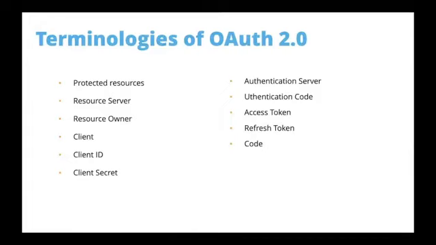So here, the data of Indigo flights, which is residing in the Indigo server, will be the protected resource, and the MakeMyTrip.com application, which is trying to access the protected resource, will be the client. The owner who owns the protected resource will be the resource owner, and the server in which the protected resource is available will be the resource server. So here comes the client. The client is the application or any endpoint which is trying to access the protected resource.